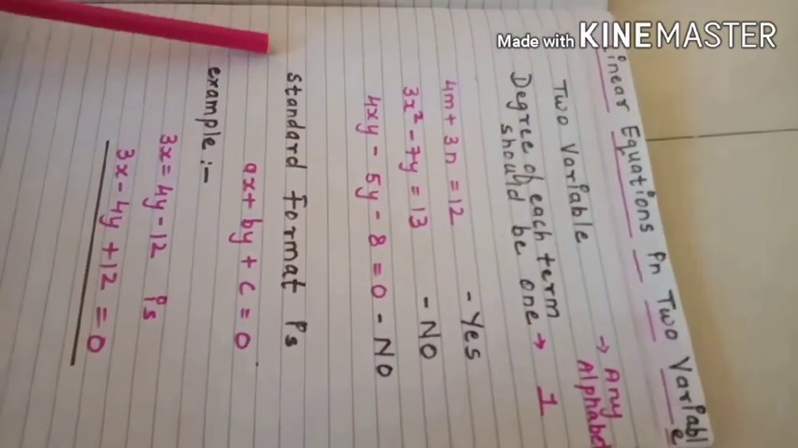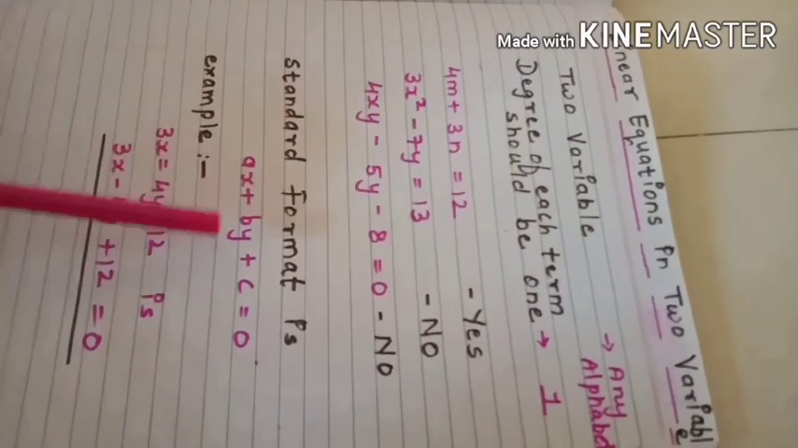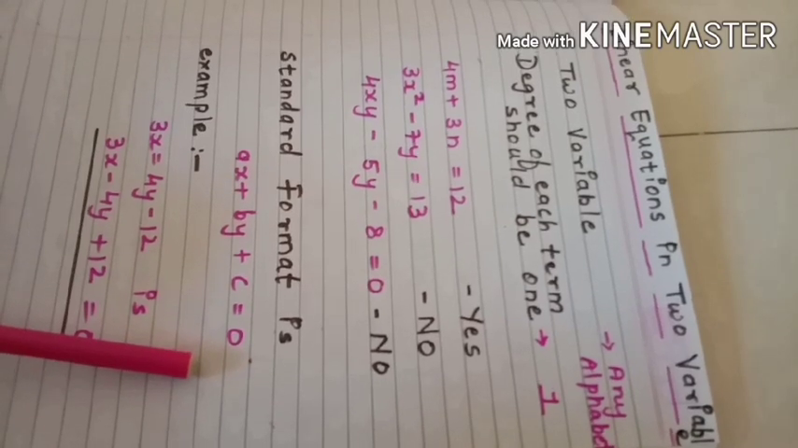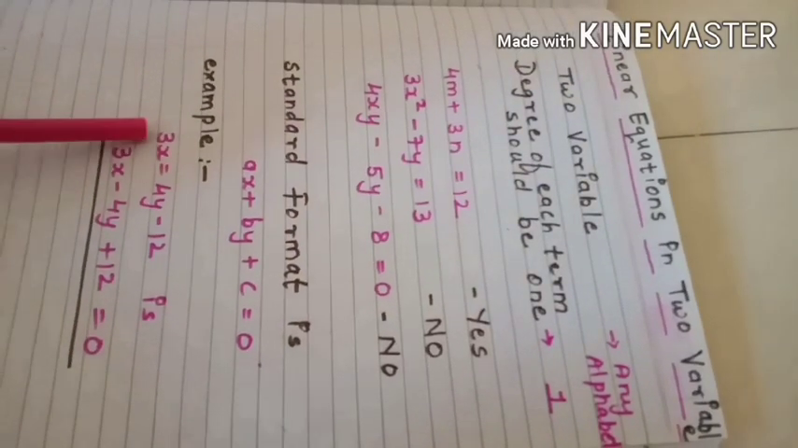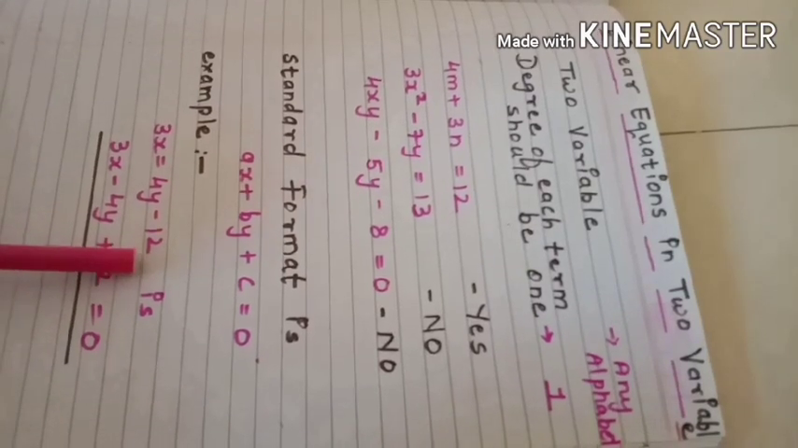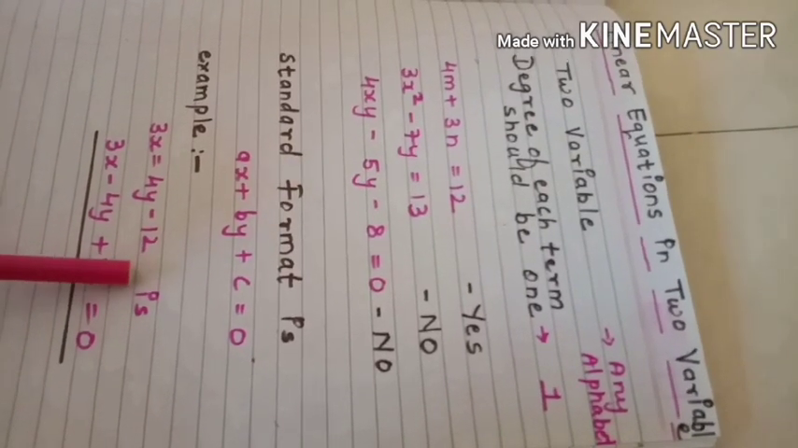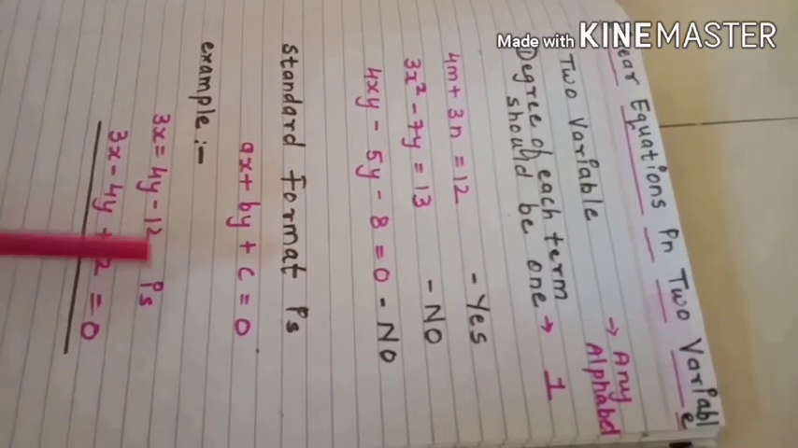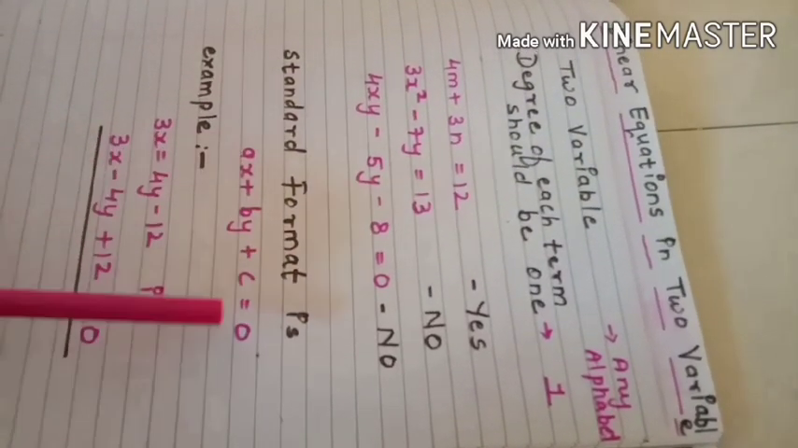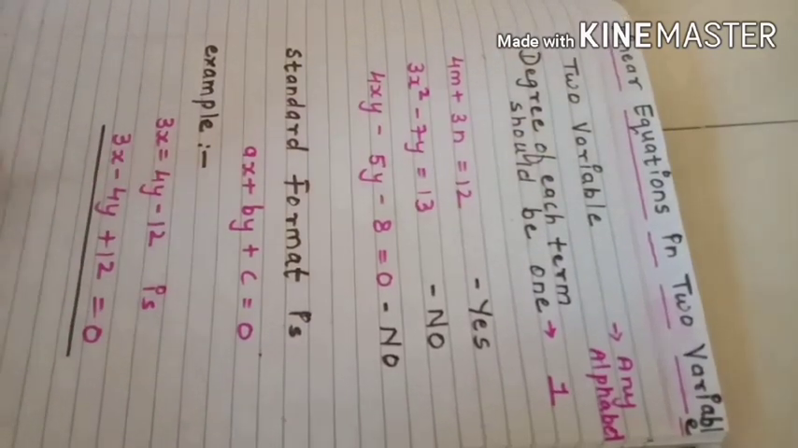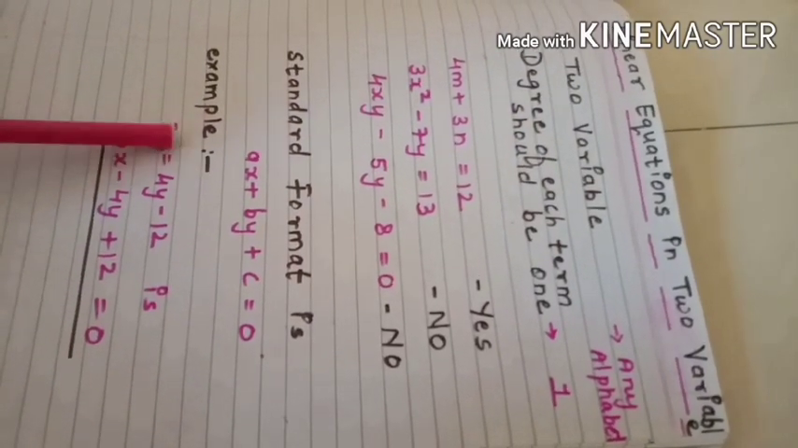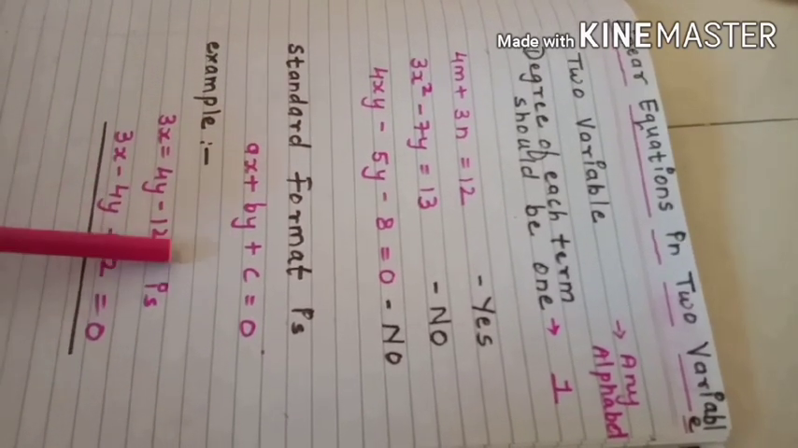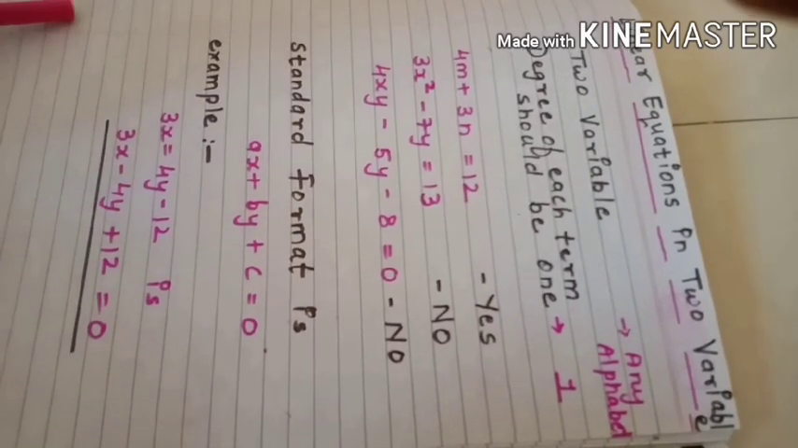Now, coming to the standard format, what is this? ax plus by plus c is equal to 0. For explanation, I have one example: 3x is equal to 4y minus 12. If I have to write it in standard format, the standard format says that all of the terms with their constants should be on the left hand side of the equal sign. So here on the left hand side of the equal sign, I have only 3x. So 4y minus 12 should also come to the left hand side.